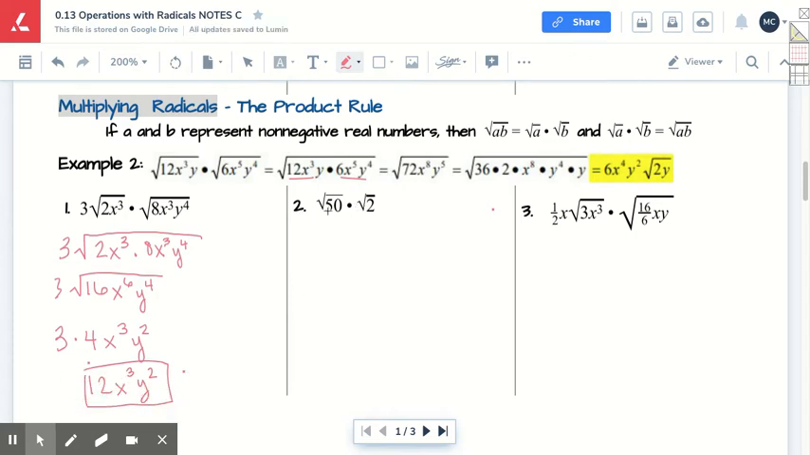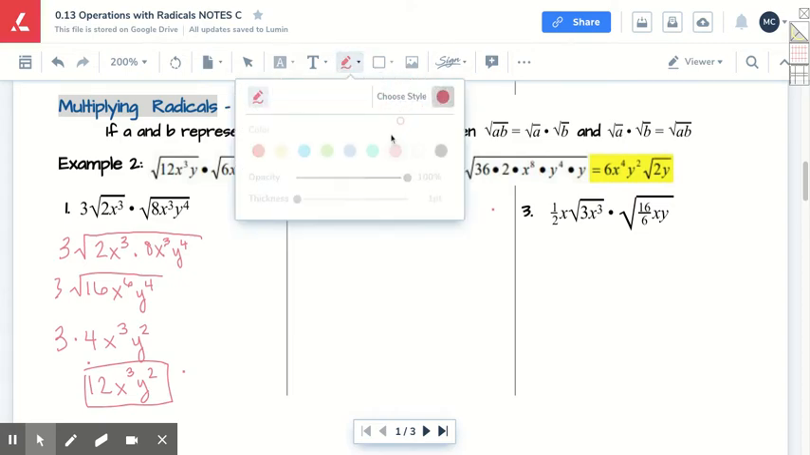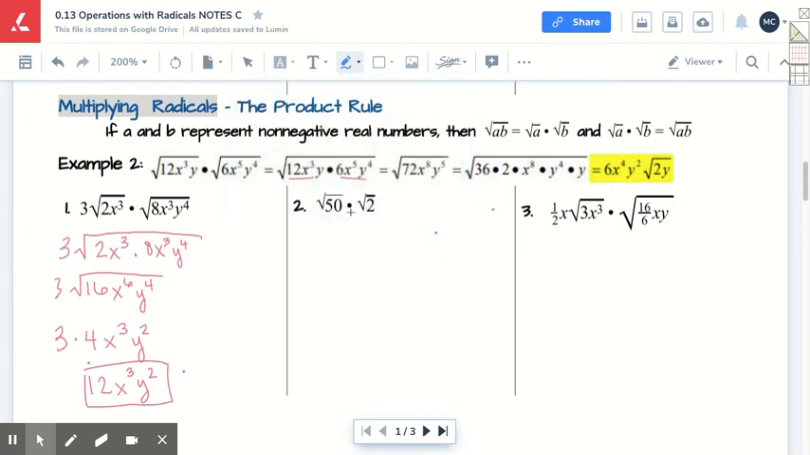Alrighty, next up, we have a couple of square roots again. They're both radicals with indices of 2. And we are multiplying. It says times between them. So my first move would be to turn it into one big radical. So that would be 50 times 2 underneath one radical. 50 times 2, of course, is 100.